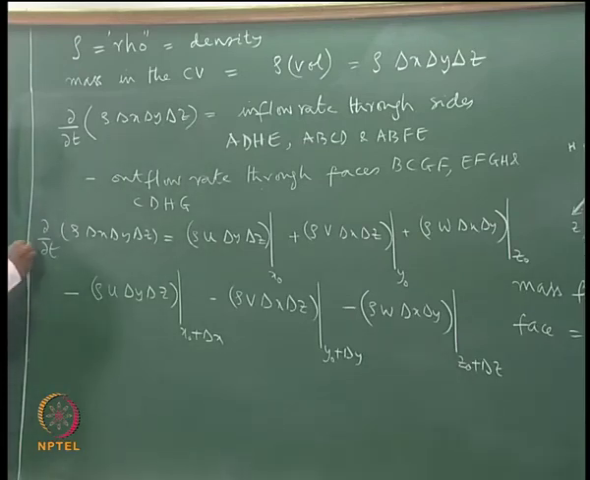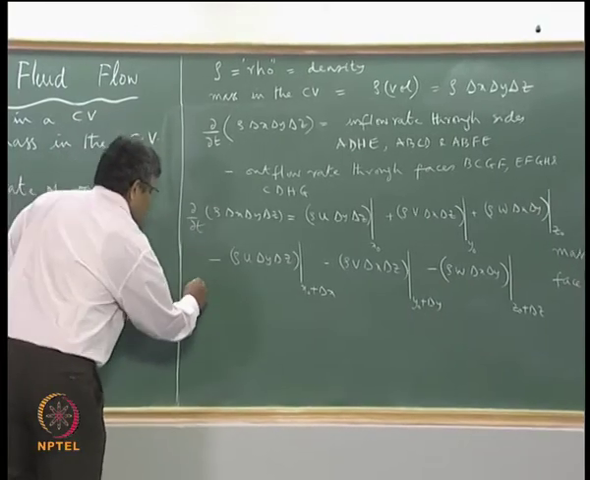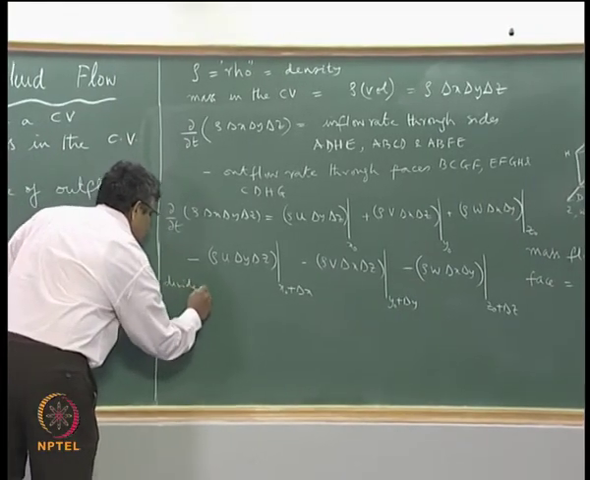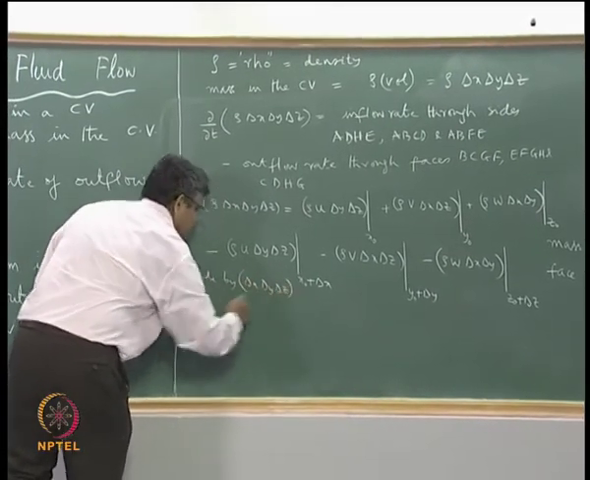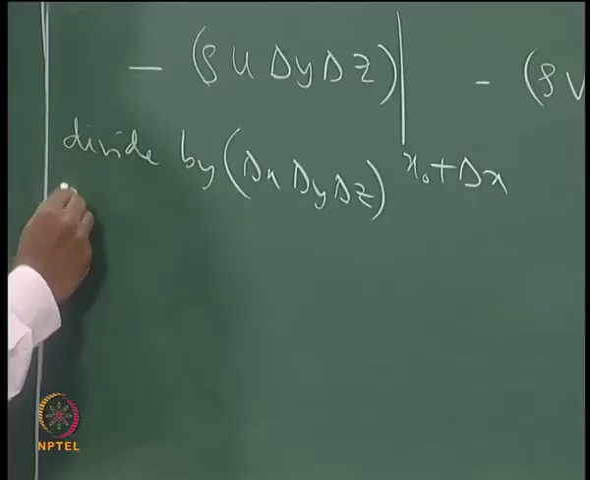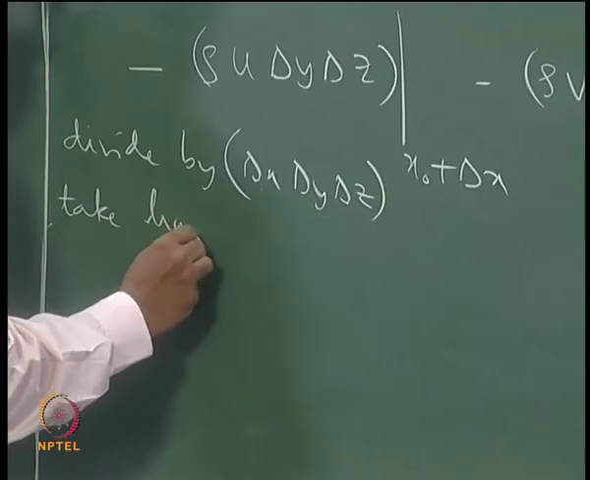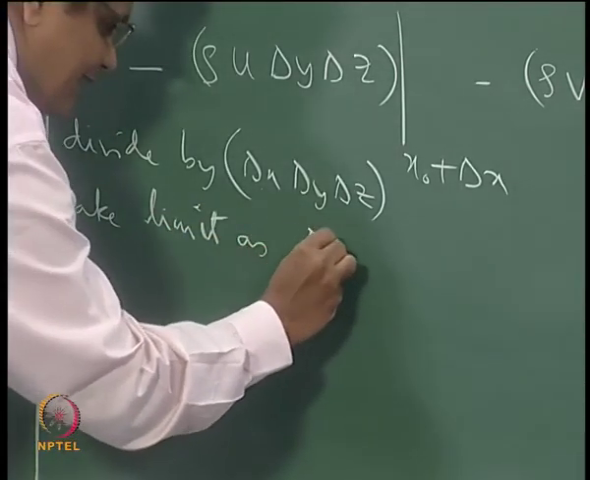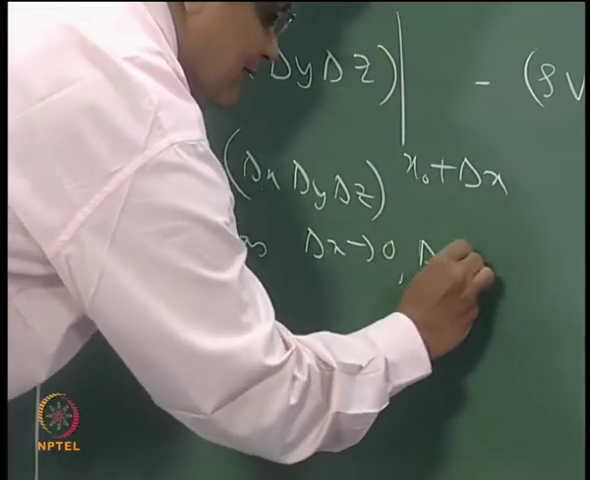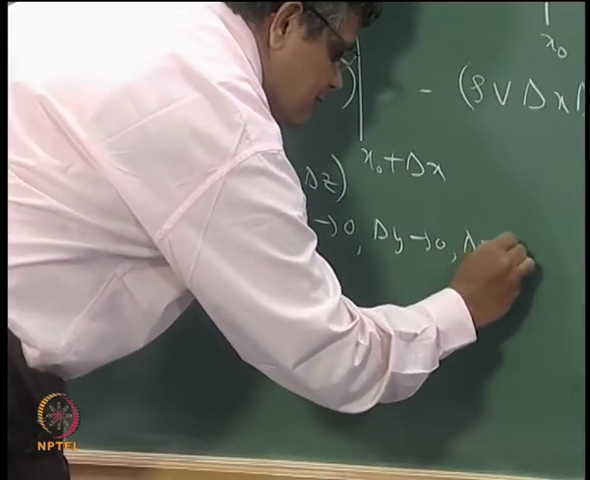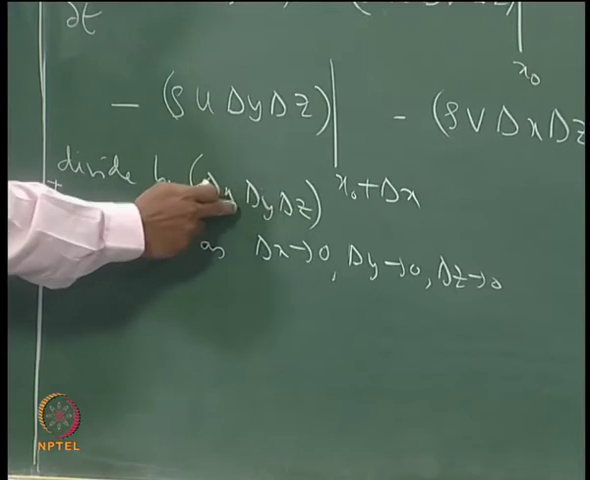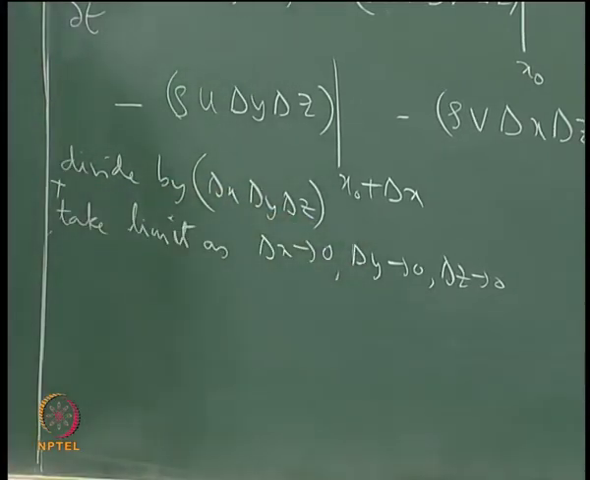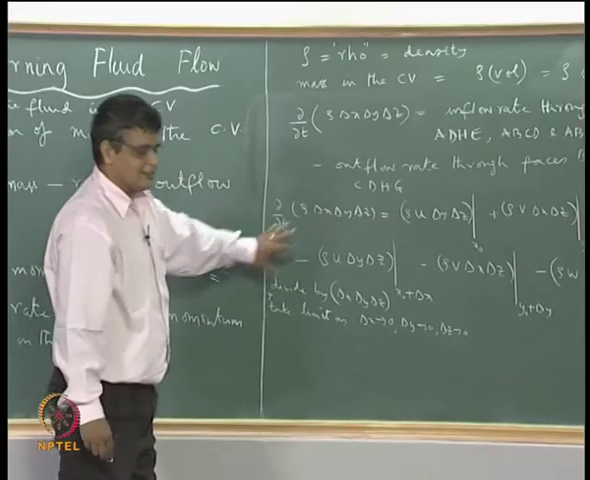So, what we do is that we divide each of these terms by the volume, by delta x, delta y, delta z, the product of this. So, this is equal to volume, and take limit as delta x tends to 0, delta y tends to 0, and delta z tends to 0 as appropriate. Okay. So, if we divide by delta x, delta y, delta z, and take limit as delta x, delta y, delta z individually tend to 0, then we get an interesting equation.